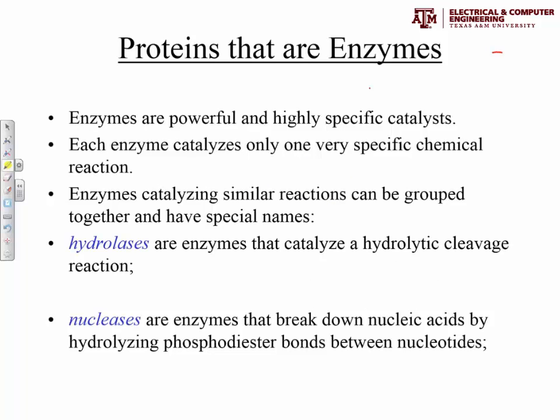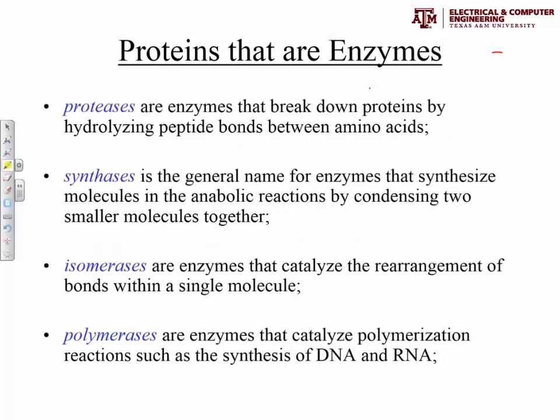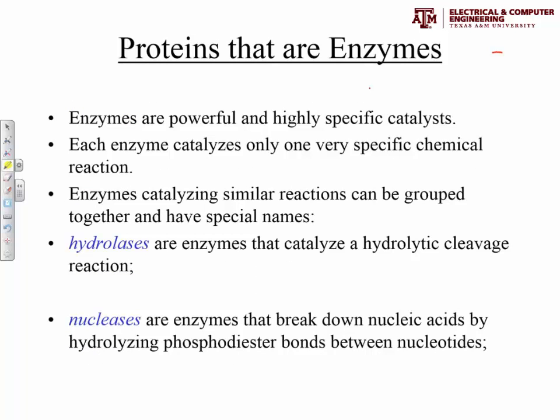Now enzymes, as we said, are powerful and highly specific catalysts, and each enzyme will catalyze only one very specific chemical reaction. Enzymes that catalyze similar reactions can be grouped together and they have special names. They have all kinds of names, and I'll get to that next time. Hydrolases are enzymes which carry out a hydrolytic cleavage reaction. That means you add a water molecule and you break something up to carry out hydrolysis. Nucleases are enzymes that break down nucleic acids. Let me stop on this slide because there is an exhaustive list, even on the next slide, of many of these different enzymes, so we'll talk about the listing of the enzymes next time, different kinds of enzymes that have properties.